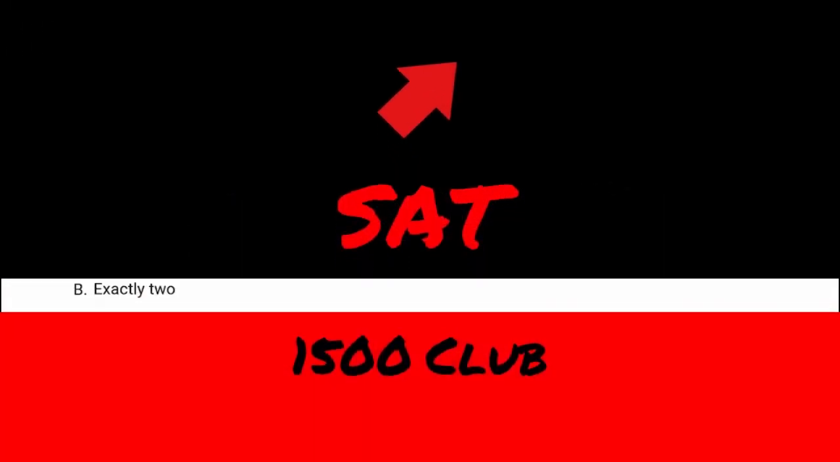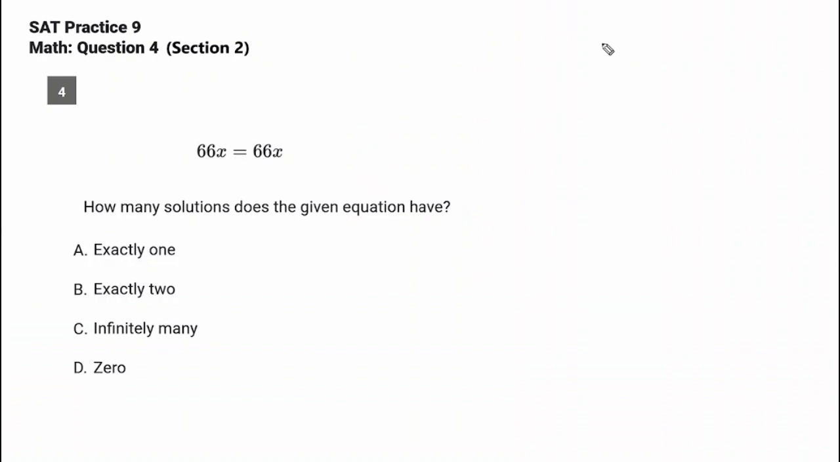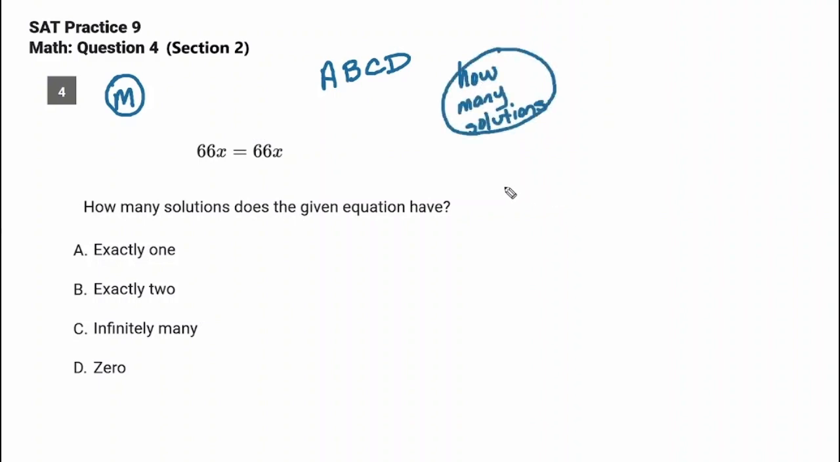We're on SAT Practice Test 9, Math Section 2, Question 4. What's the level of difficulty here? It's medium. Got this equation. How many solutions does the given equation have? These problems come up on every SAT. They're very formulaic, and you can get them done in about 2 seconds if you understand what's going on with them. If you don't understand what's going on with them, you can always plug in. If you're going to plug in, write down A, B, C, D. Let's write down the question real quick, and then let's just start plugging in.